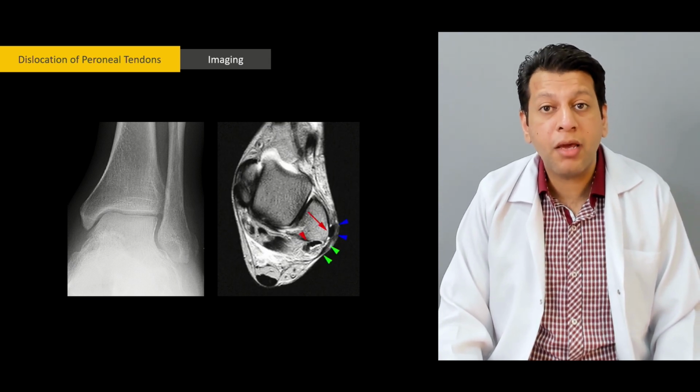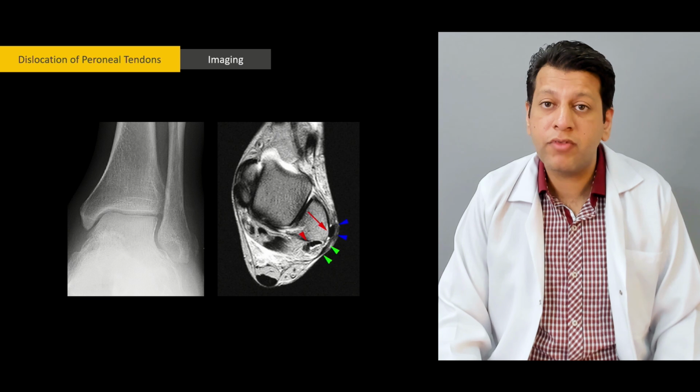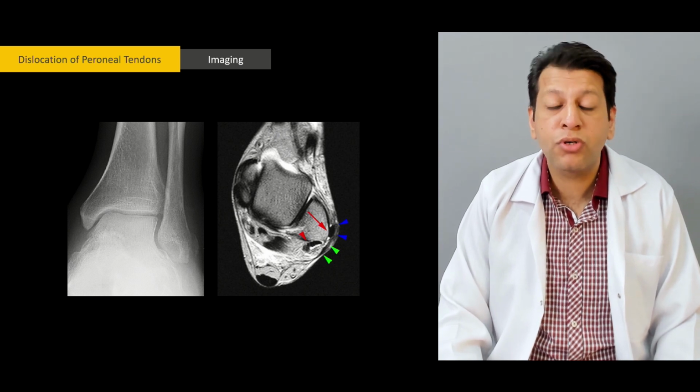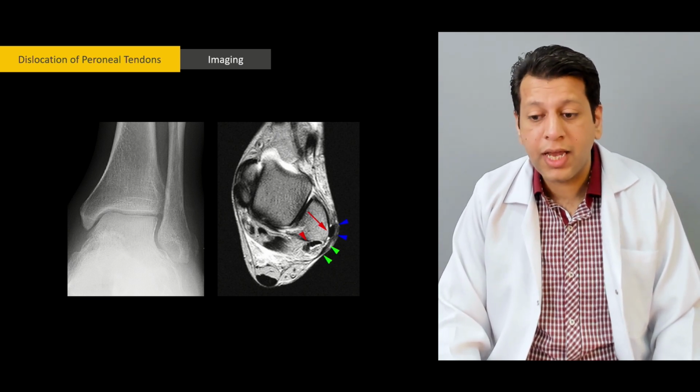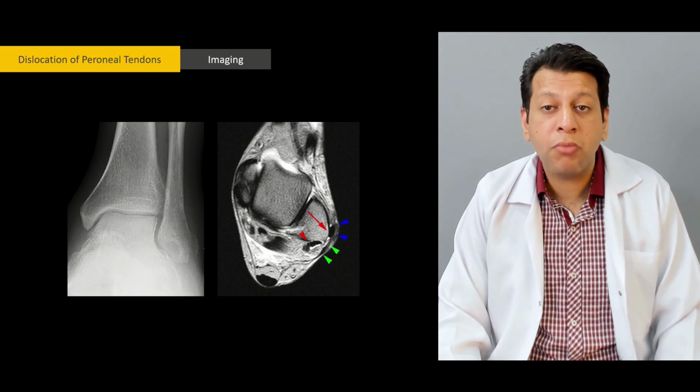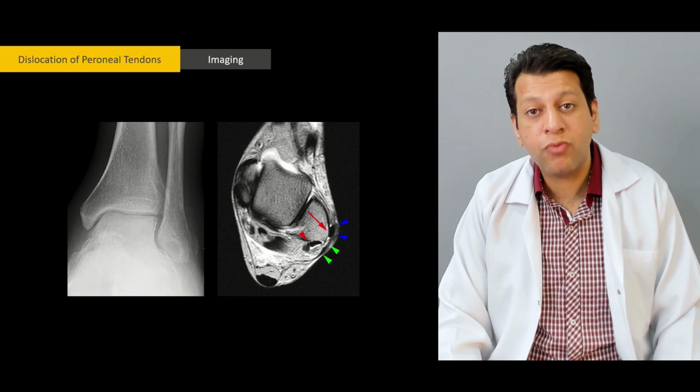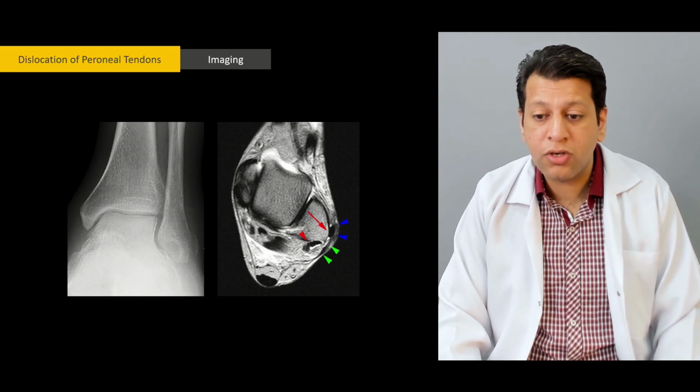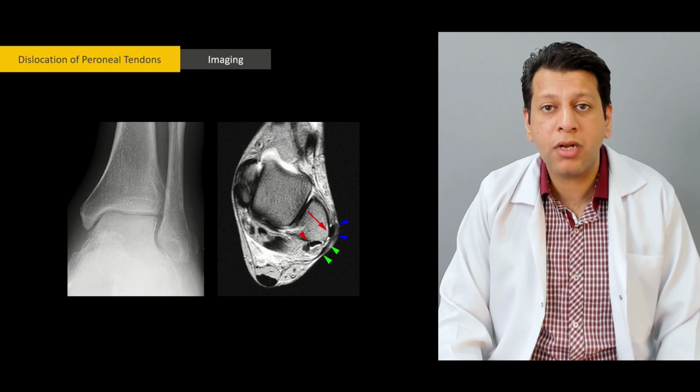We may need to get an MRI or even a CT as well, just to check that it is not associated with some kind of fracture. On MRI, you may see a complete tear of the retinaculum, which may be associated with partial or complete tear of the tendons as well, but you need to confirm it by MRI of the ankle.